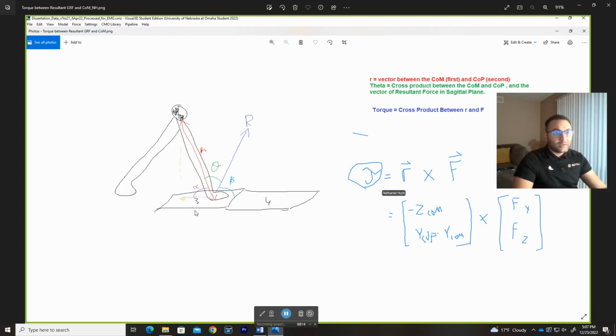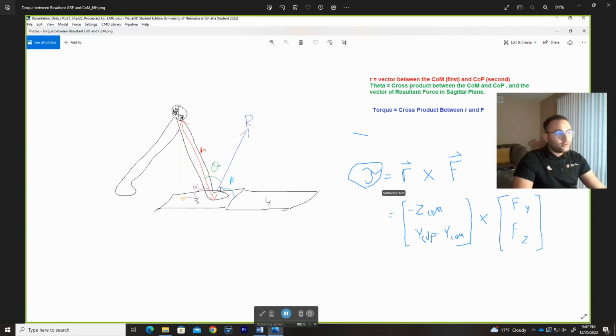For the torque around the center of mass, you'll basically just need to get the cross product between the R and F vectors. The R vector is the vector between the center of mass and the center of pressure, and the F vector is just the ground reaction force vector. But I want you to get that torque in both the frontal and sagittal planes.